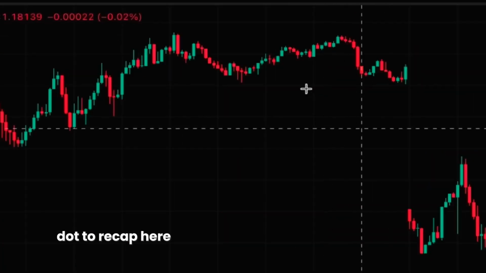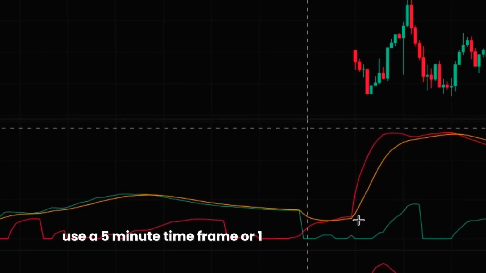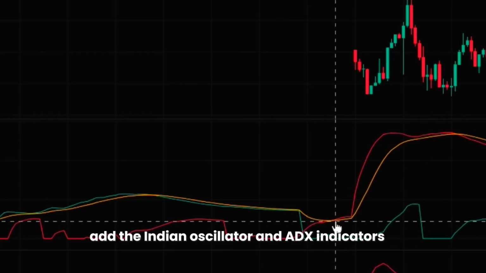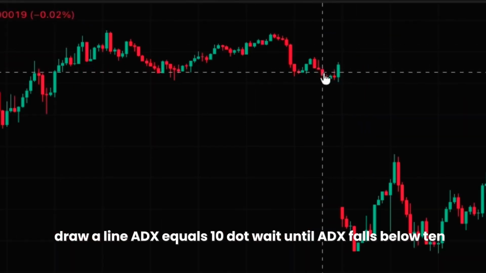To recap, here are the main conditions for this strategy. Use a 5-minute time frame or 1 minute for faster markets. Add the Andean Oscillator and ADX indicators. Draw a line at ADX equals 10. Wait until ADX falls below 10.